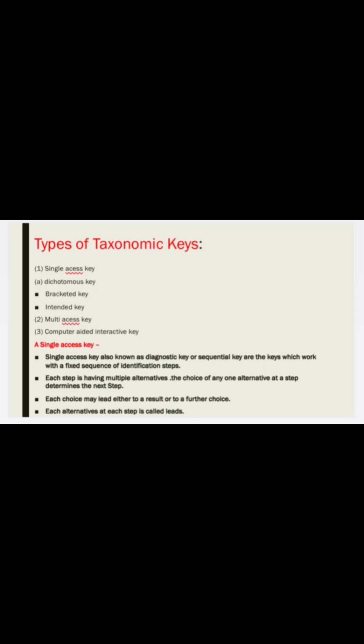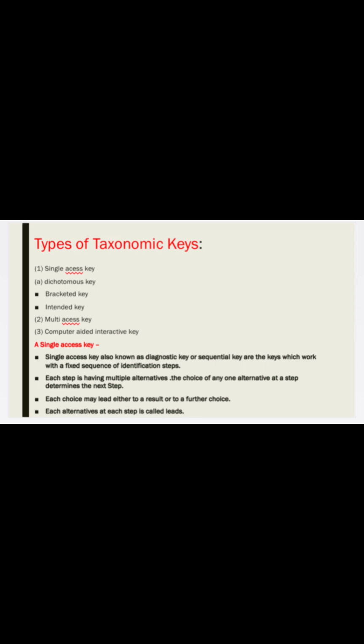Single access key, also known as diagnostic key or sequential key, works with a fixed sequence of identification steps. Each step has multiple alternatives. The choice of any one alternative at a step determines the next step. Each choice may lead either to a result or to a further choice. Each alternative at each step is called a lead.